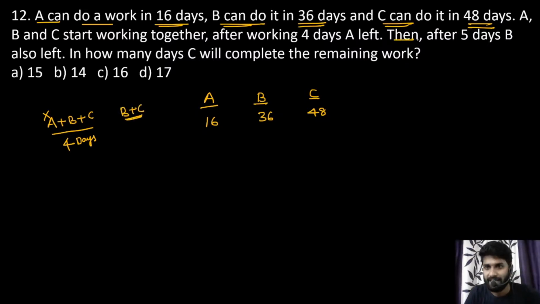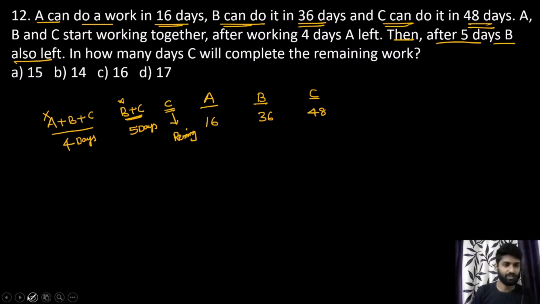Now read the line. Then after 5 days, B also left. After 5 days, B also left means B and C worked for 5 days. After B and C worked for 5 days, B left and C completed the remaining work. That is the information. So we need to understand the question.